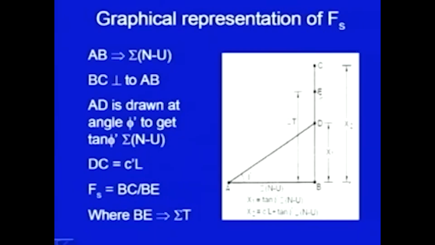So, this is another point which we have drawn. This is taken as equal to summation of T. T also you get for different slices. So, summation of T you can get; draw BE equal to summation of T, and then the factor of safety will be equal to BC upon BE. BC divided by BE gives you the factor of safety.